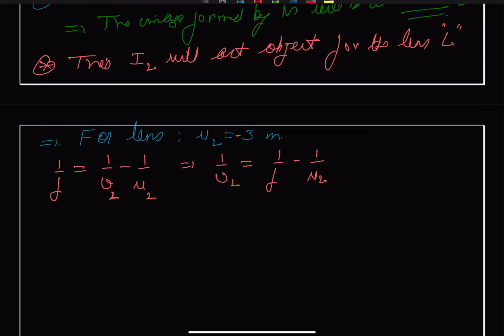And this comes as 1 upon f minus 1 upon u2, and let us write this plus. If you substitute the value, this comes as 0.5 minus of 3, and once again this will be about 2 minus 1 upon 3, which gives us that our 1 upon v2 will be equal to 6 minus 1, that is 5 upon 3, which gives us that our v2 will be equal to 3 upon 5, and this comes as 0.6 meters.